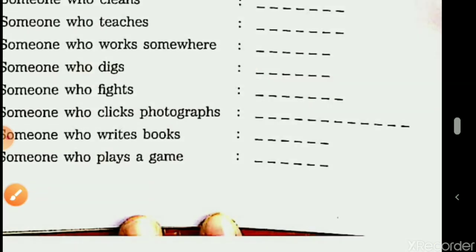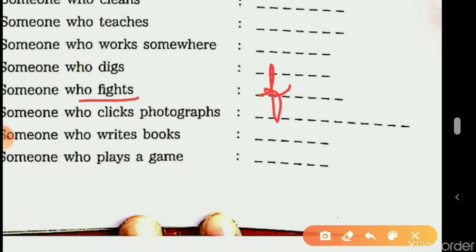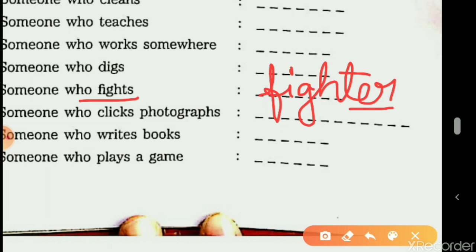Now the next fifth word children is someone who fights. आपको क्लू किस में से लेना है? Fights. So someone who fights is a fighter. Fight में आप क्या लगा दोगे बेटा लास्ट में? ER. Someone who fights, fighter.